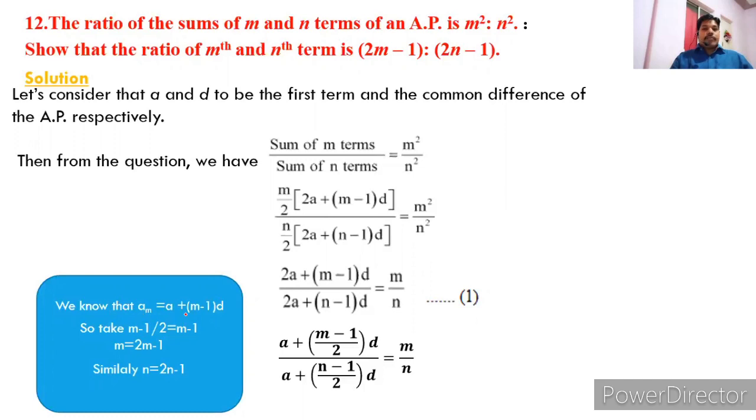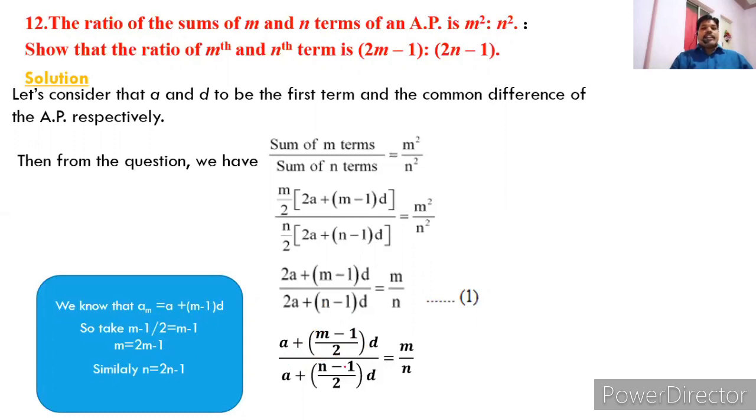So what is the mth term is a plus m minus 1 into d. But in the equation what you got? A plus m minus 1 by 2 into d. So in the place of m minus 1 by 2, you have to get m minus 1. What is the value you have to replace? In the place of m, you have to replace m is equal to 2m minus 1.